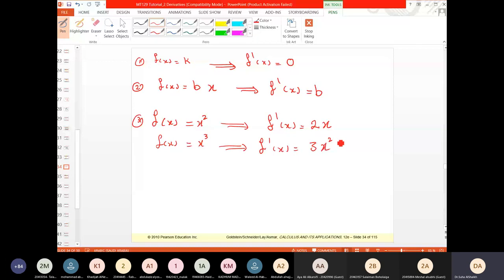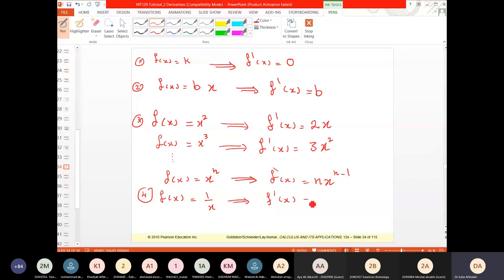3x squared. In general, when f of x is equal to x to the power n, no matter what n is, fraction, positive, negative, whatever, f dash of x is equal to n x to the power n minus 1. The n goes down, and the power is 1 less. Also, I told you we have some important functions. If you have f of x equal to 1 over x, what's the derivative in this case? We solved it a few minutes ago. The derivative is minus 1 over x squared.